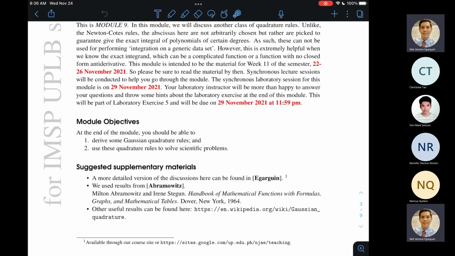Okay. And then there's also a nice Wikipedia page about Gaussian quadrature rules, so you can visit it. Okay. So tama naman yung entry dun sa Wikipedia, so it's safe to use that as our reference.